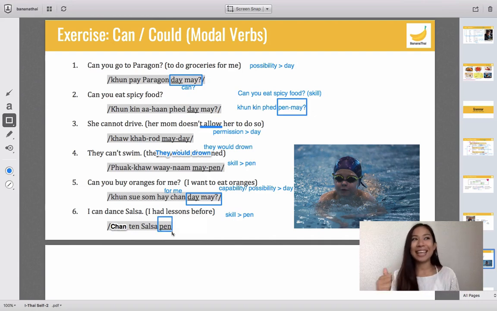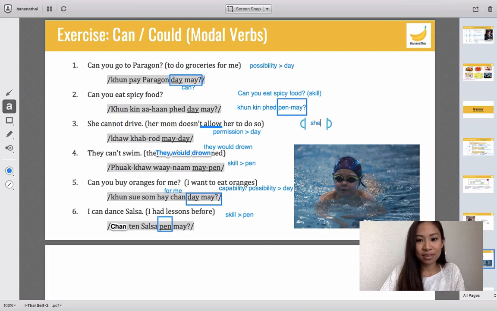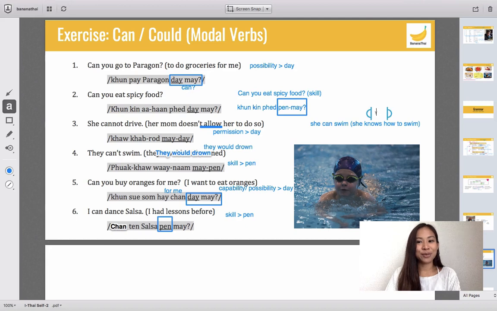I dance salsa, can, as a skill. Look at this girl swimming, so she can swim, she knows how to swim. Easy, so what do you use for 'know how to'? เป็น. She is เขา, swim comes first: ว่ายน้ำเป็น, that's it. เขาว่ายน้ำเป็น, she can swim.